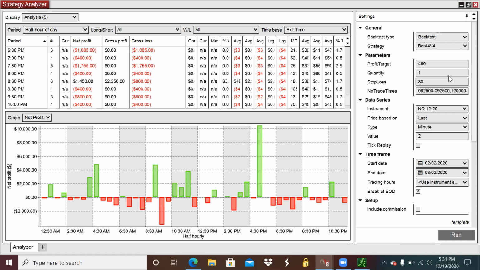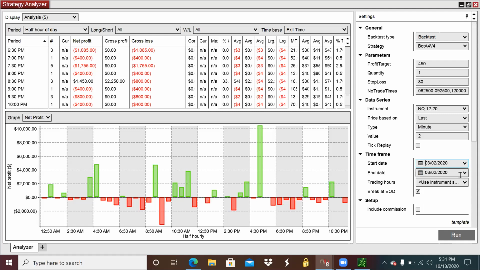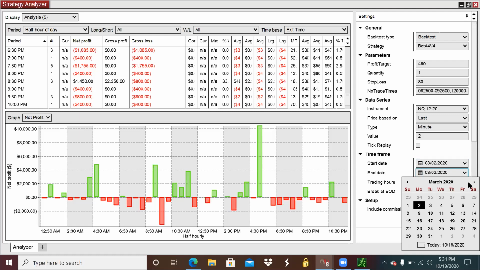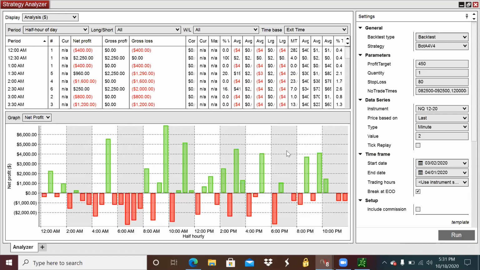Now, how you would do that is you change the profit target here. So let's do another month just to show you how it would run on next month. So March till April 1st. I ran this one earlier with my group and I showed them how to do them because they're very helpful as far as having the bot around.